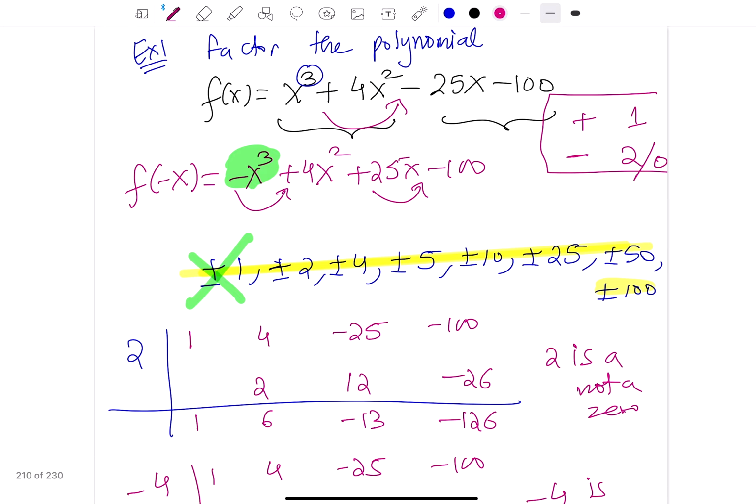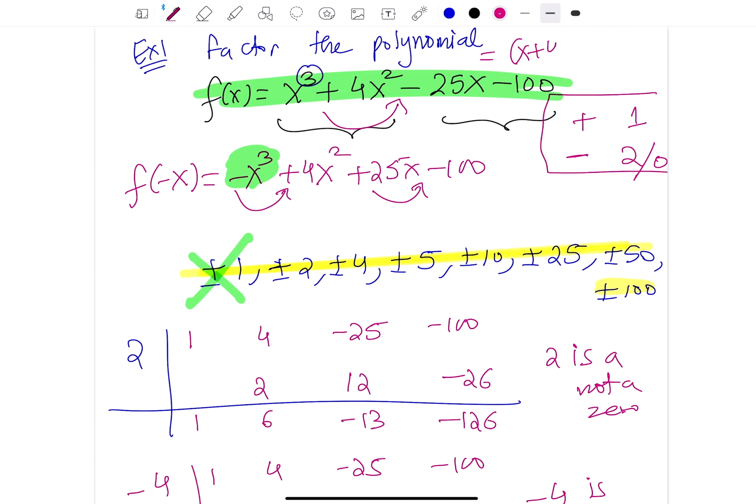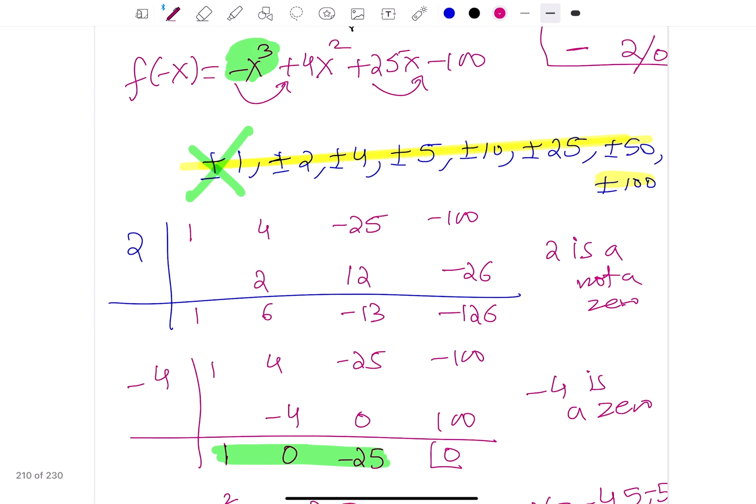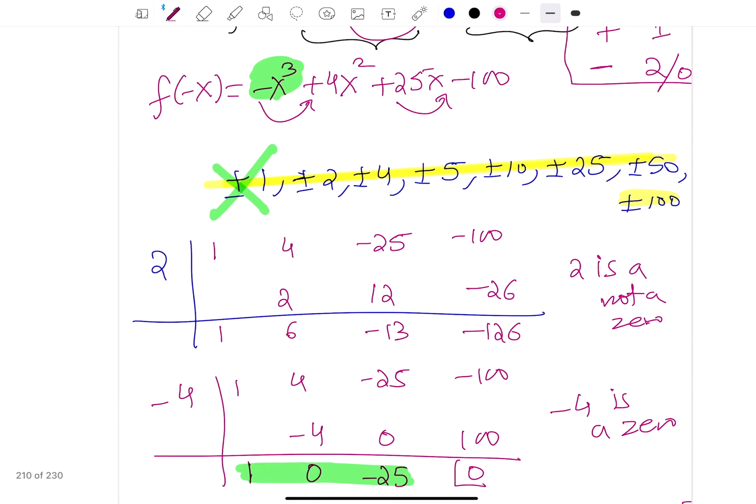So if I were asked to factor the polynomial, like in this case, I was being told to factor the polynomial, the factors are going to be: if negative 4 is a zero, x plus 4 is a factor. Negative 5 is a zero, x plus 5 is a factor. x equals 5 is a zero, x minus 5 is a factor. Right, so here are the factors of my polynomial.